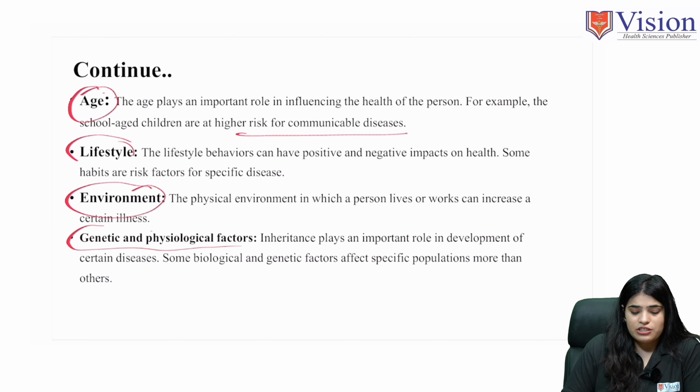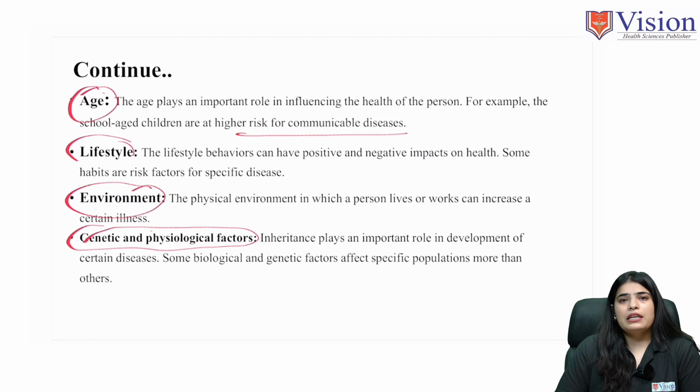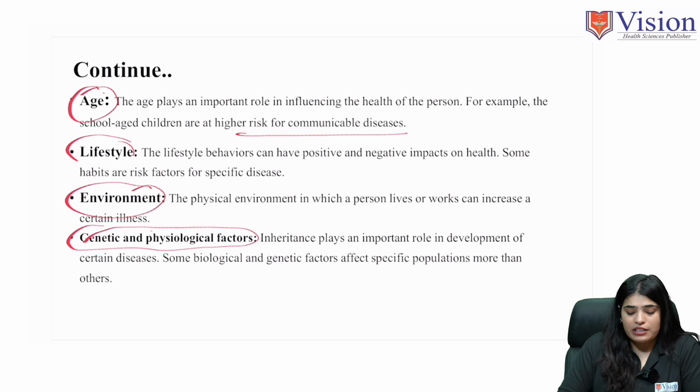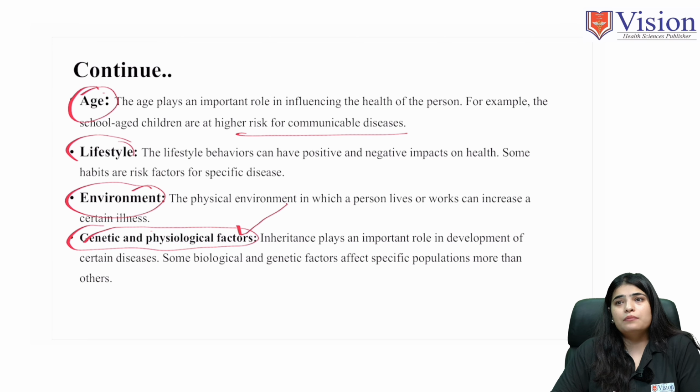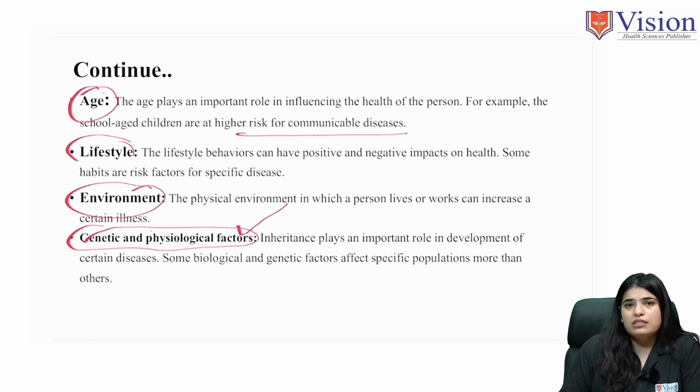Another factor here is genetic and physiological factors. Like we have discussed in previous classes, there are so many disease conditions which are impacted by genetics. Some of them are mental retardation, Down syndrome, and neurological disease conditions. So genetics plays an important role in illness. As we all know, there are some cancers which are directly influenced by genetics or mutation in genes that increases the chances of getting those cancers. So this is also an important factor here.